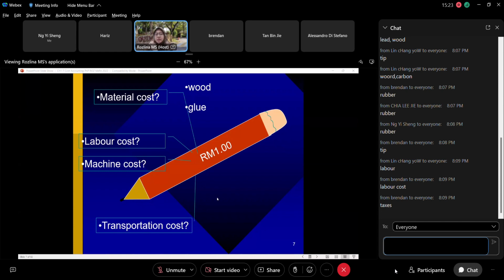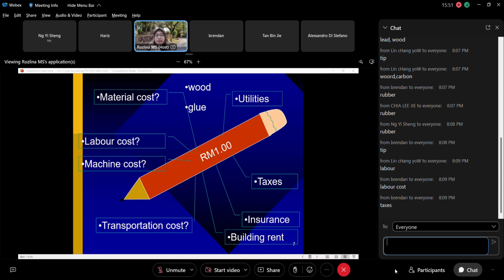Transportation, transportation cost. You also have the tax that you have to pay before you ship. You have to store, right? So then you have to pay the tax, you have to pay the insurance in the storage, and also during the shipping. Building rent, rental of the building. Utilities, like water. These are also under the cost, not only material and labor.